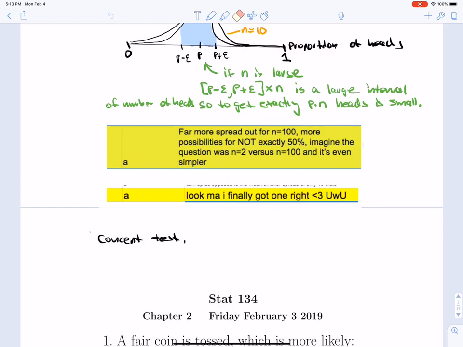One person writes, far more spread out for n is 100, more possibilities for not exactly 50%. Imagine the question was n is 2 versus n is 100, and it's even simpler. And another person made a shout out to their ma that they got it right.